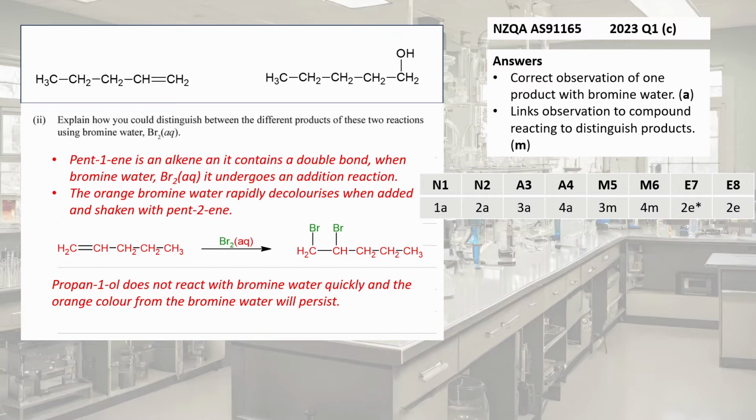To get an M6, you needed 4 merit points, an M5 3 merit points, and you would have 4, 3, 2, 1 A's to get an A4, A3, N2 and N1. Okay, let's look at the next question.